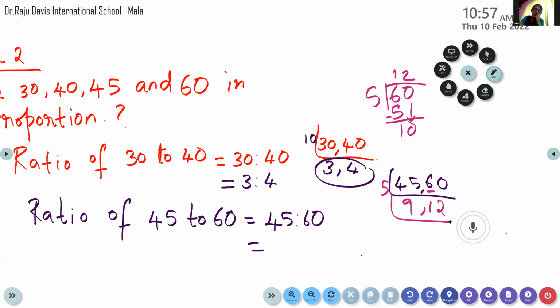Again, can we divide this, 9 and 12? Yes, ma'am, by 3. 9 divided by 3: 3 threes are 9. 12 divided by 3: 3 fours are 12. Look here, this is 3:4. Here also it is 3:4. So can you tell me they are in proportion or not? Yes, ma'am, because the ratios are equal. Understood, children?